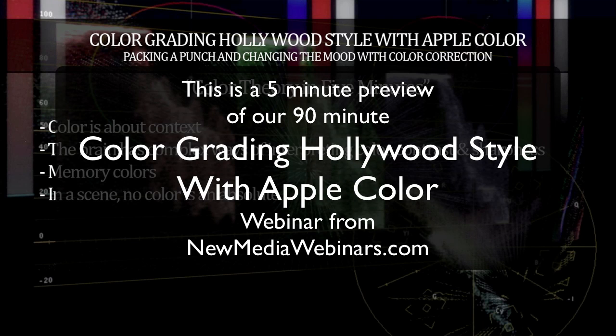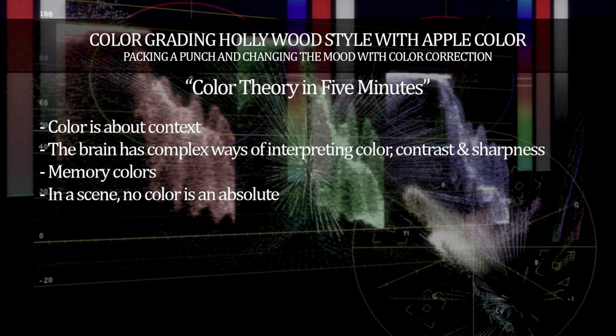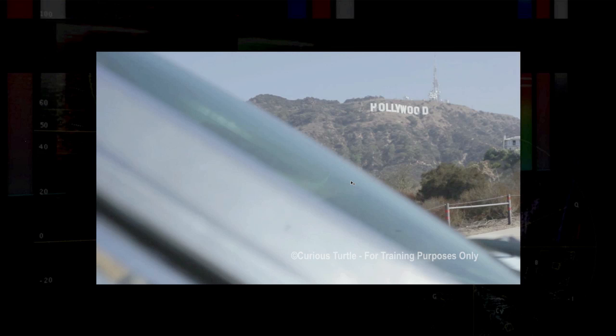Okay, so even with memory colors, like we've just talked about with the grass and the skies, in a scene, no color is an absolute, even those memory colors. So if we take a quick look at this shot here, you can see it's a fairly basic shot. There's nothing too much going on in there, but just take a look at the sky there. The sky we can easily boost up quite a lot, and even though that looks a little bit comic, we get away with that in context.